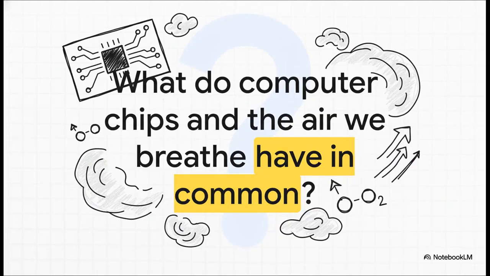It's a great question, right? And the answer is they're both all about the representative elements. You've got silicon powering the chip in your phone, and you've got nitrogen and oxygen in the air you're breathing right now. These elements are quite literally the backbone of our world.